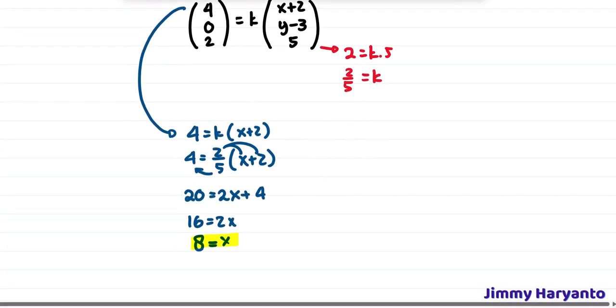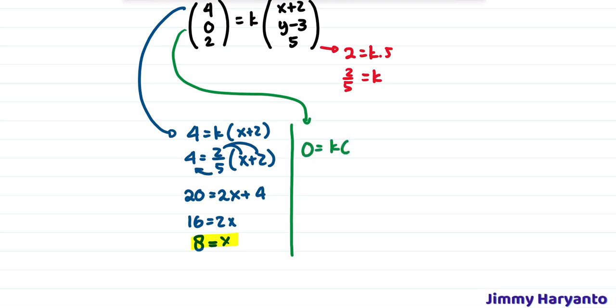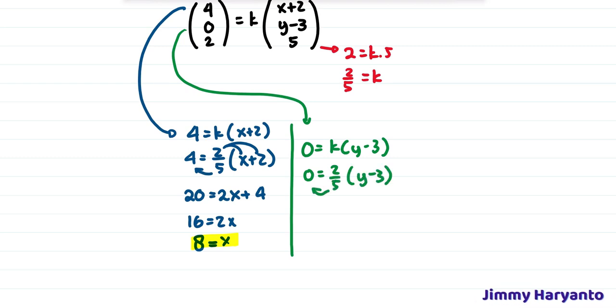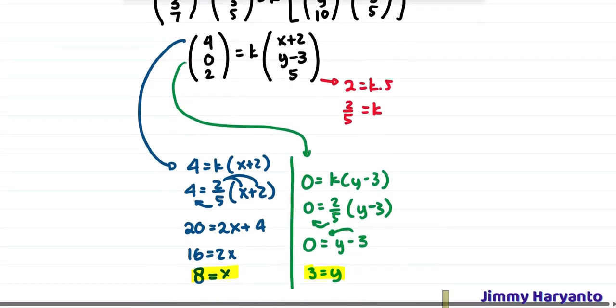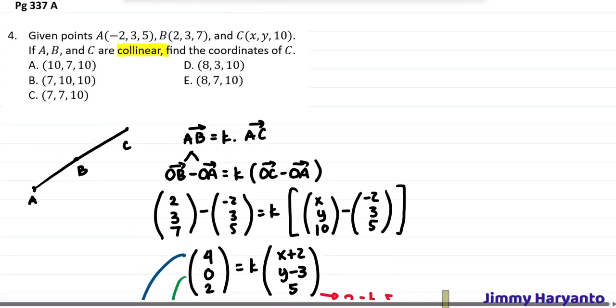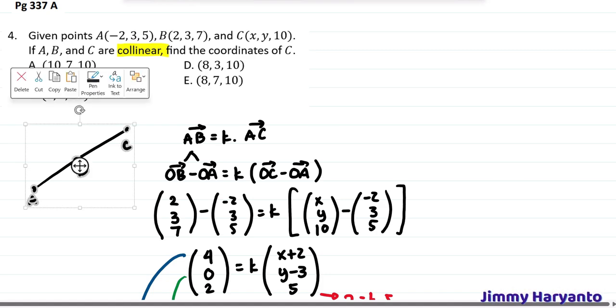Next is to find the value of y from the second component. 0 equals K times (y minus 3), so 0 equals 2 over 5 times (y minus 3). Move the 2 over 5 to the left-hand side, and you'll have 0 equals y minus 3. Then you move the negative 3, you have 3 equals y. There you go, this is x and y. Find the coordinate of C. So C is (8, 3, 10). 8, 3, and 10. D.